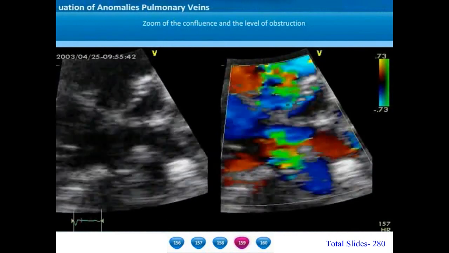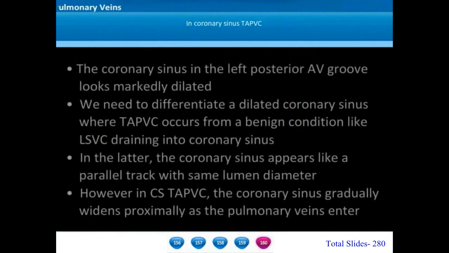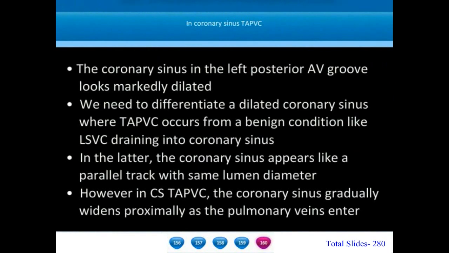sinus is narrowed. We have to remember that in coronary sinus TAPVCs, the coronary sinus in the left posterior AV groove behind the mitral annulus is significantly dilated. We need to differentiate a dilated coronary sinus as a part of TAPVC from a left superior vena cava which is draining into a coronary sinus. In the latter, the coronary sinus appears like a parallel track with the same lumen diameter. But in coronary sinus TAPVC, the coronary sinus gradually widens proximally as the pulmonary veins enter.